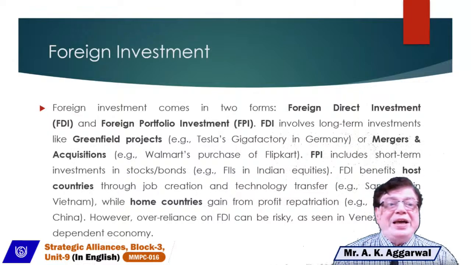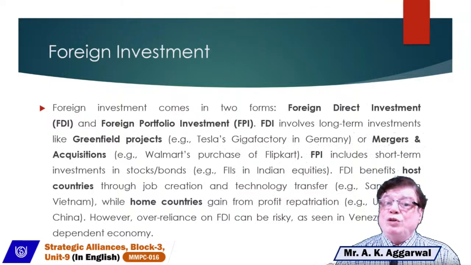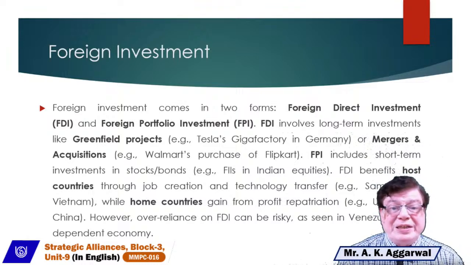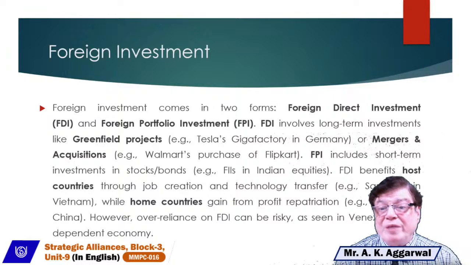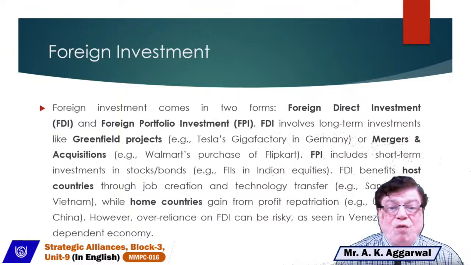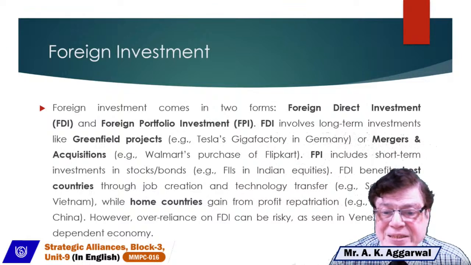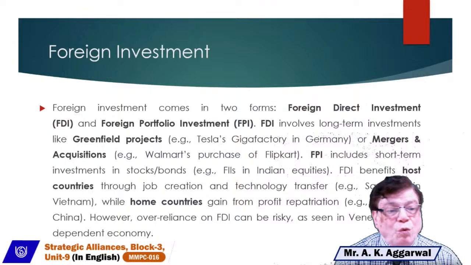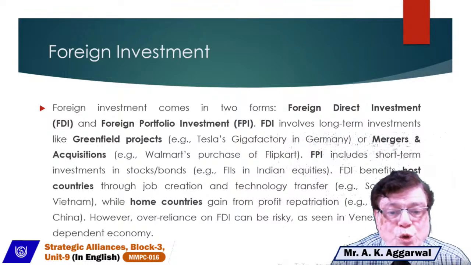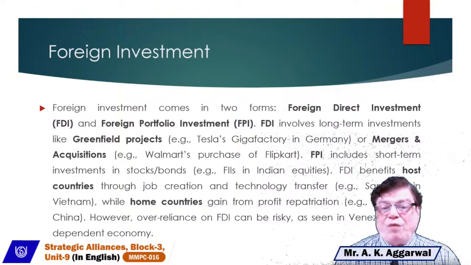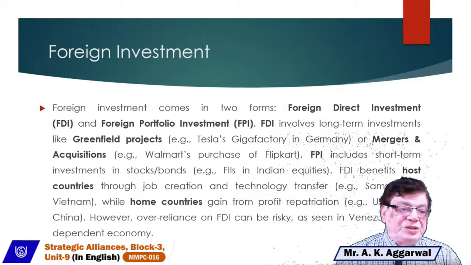Foreign investment, FDI. Foreign investment comes in two forms: foreign direct investment, FDI, and foreign portfolio investment, FPI. FDI involves long-term investments like greenfield projects, that is Tesla's Gigafactory in Germany, or mergers and acquisitions, that is Walmart's purchase of Flipkart. FPI includes short-term investments in stocks and bonds, that is FIIs in Indian equities. FDI benefits host countries through job creation and technology transfer, that is Samsung in Vietnam, while home countries gain from profit repatriation, that is US firms in China.